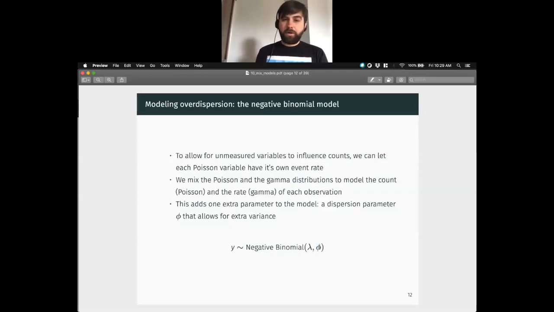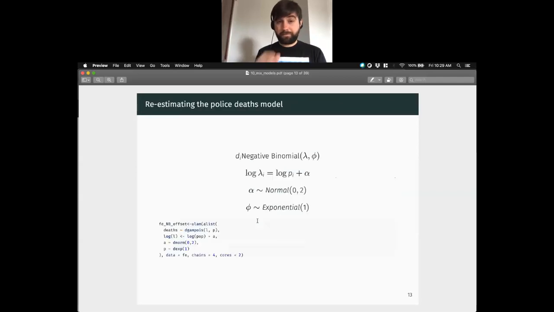So our dispersion parameter phi is going to give us extra variance. Oh, missing a sim there. Sorry. So D_i is distributed negative binomial.